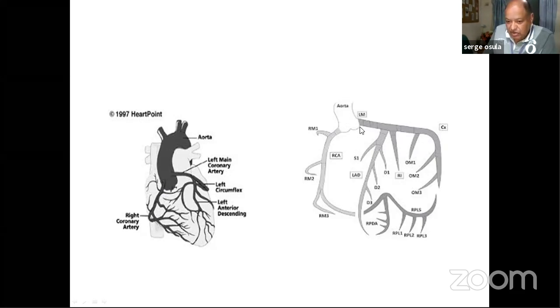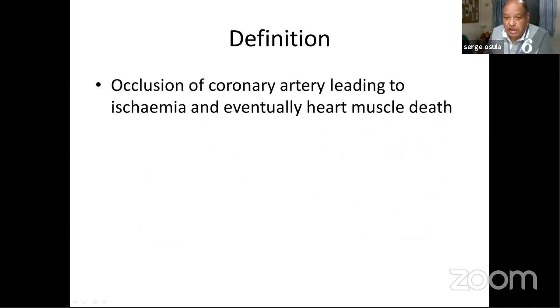And this is a schematic representation of what you've seen here. So that's your left coronary artery, and that's your right coronary artery. And they supply blood to the heart. And when one of them gets blocked, then you get what we call a heart attack. So by definition, a heart attack is an occlusion or a blockage of these coronary arteries, which are the main source of blood for the heart muscle. And it initially leads to what we call ischemia.